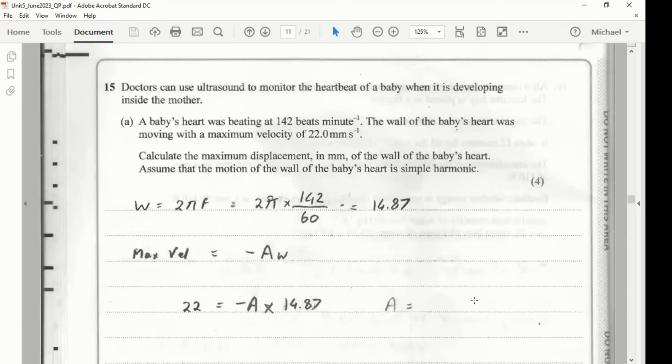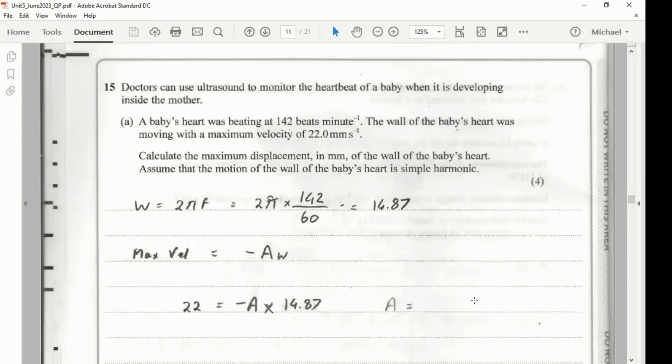Right, so where do we start? We start with calculating omega. Omega equals 2 pi f. Frequency is 142 beats per minute divided by 60. So omega is about 14.87. And you all know that maximum velocity equals amplitude, or maximum displacement, multiplied by omega. So 22 equals a times 14.87.